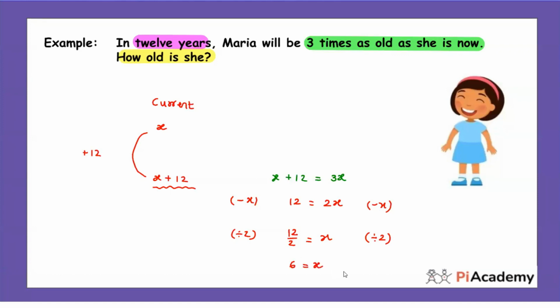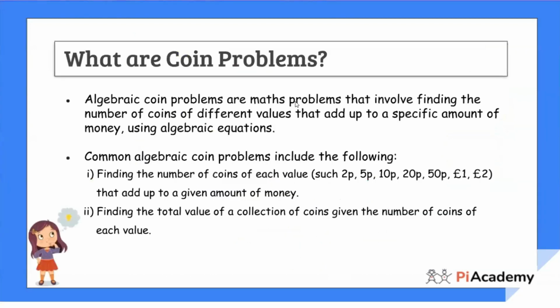What was the x we initially assumed? We assumed that x is our current age. So how old is she? She is 6 years old. So from here, your answer is 6 years. Like this, you can have a question in your exam related to age. These are the algebraic questions based on age problems. Okay, let's move on to the coin problem.